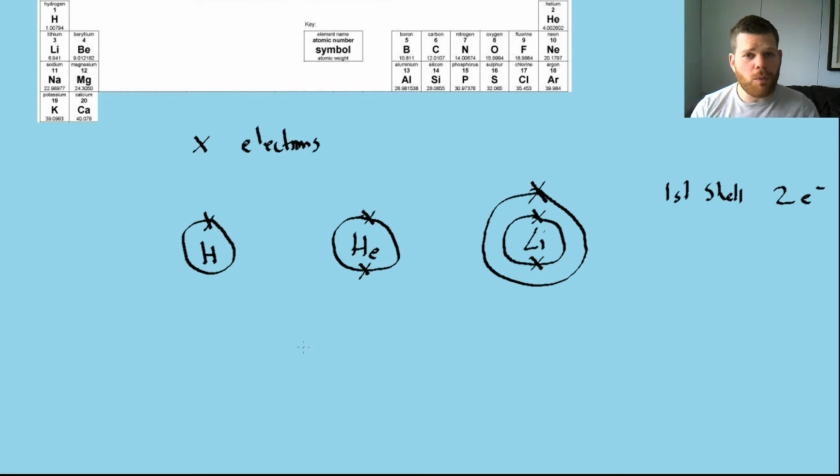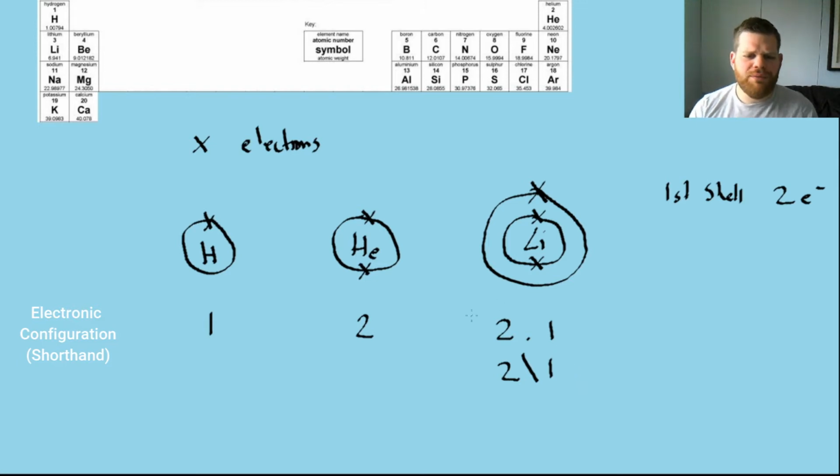Now there's another way that we can illustrate this electronic configuration. That's using numbers. So the electronic configuration of hydrogen is just 1, because it has 1 electron in its first shell. Helium has an electronic configuration of 2. Lithium, however, has an electronic configuration of 2.1. This could also be written as 2/1, whichever slash that is.